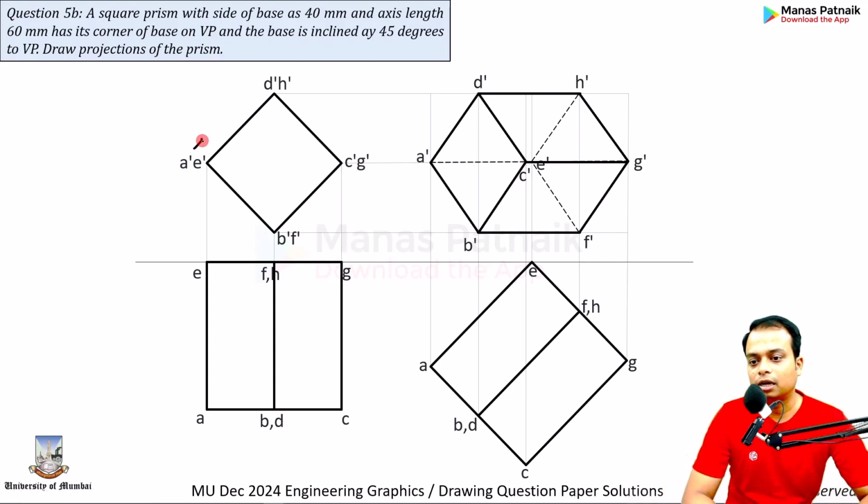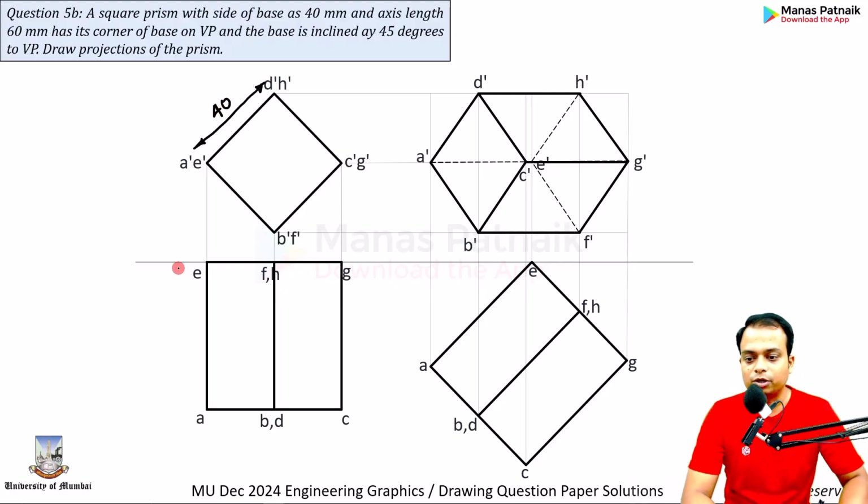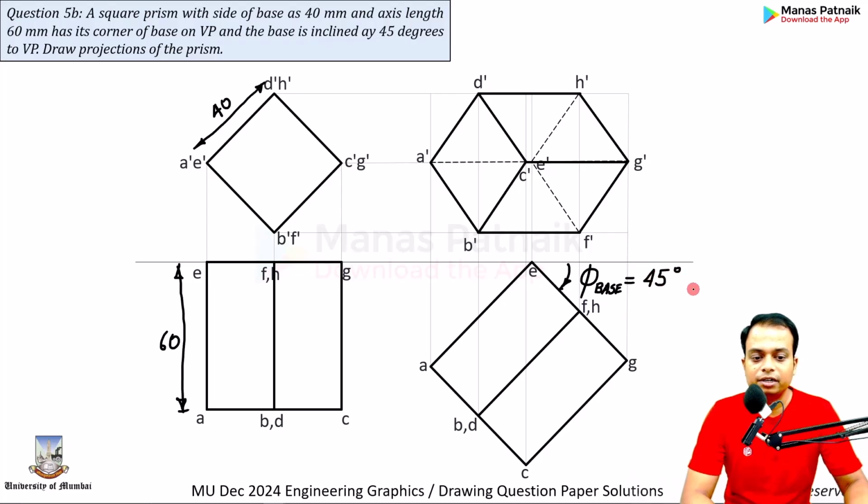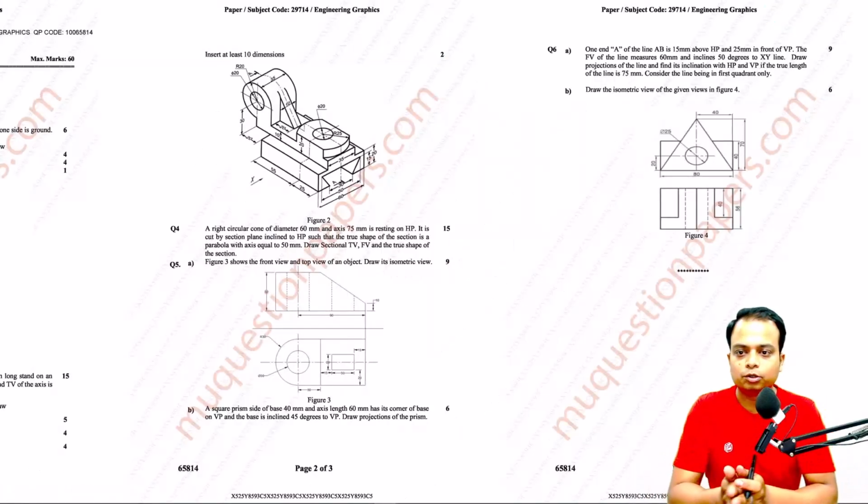Okay. Now do the dimensioning. That's 40. You can do it on your own, I guess. That's 60. And how about this angle? This is the angle made by the base with the vertical plane, given as 45 degrees, and that's it. We're done. All right, let's go.